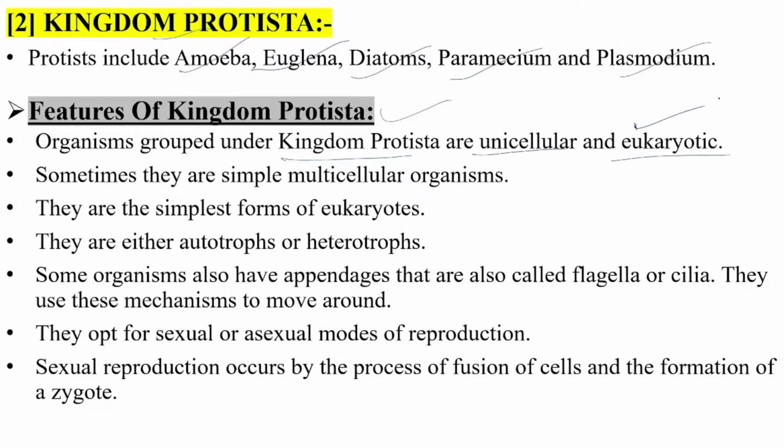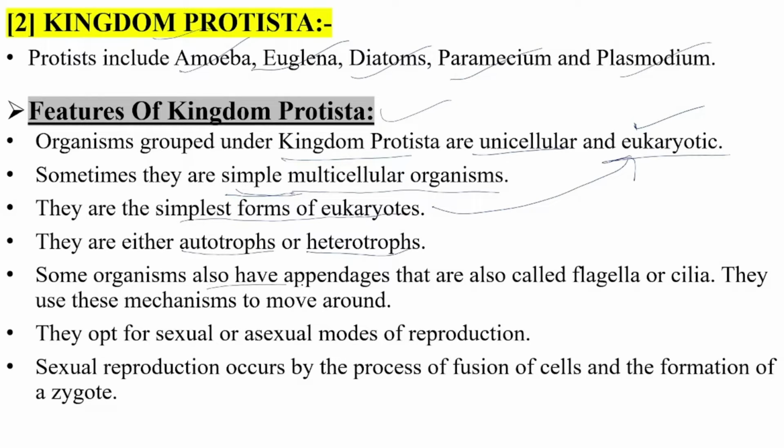This kingdom is eukaryotic. Although they are unicellular, they can also be simply multicellular. They are the simplest form of eukaryotes. They are either autotrophs or heterotrophs.